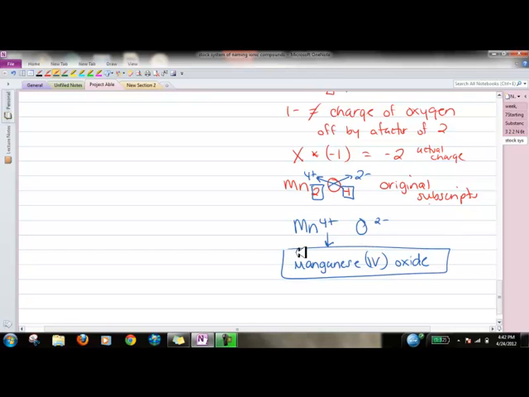This reducing thing doesn't happen very often, but when it does, you need to know how to handle it, because your teacher's probably going to want to test you on it.